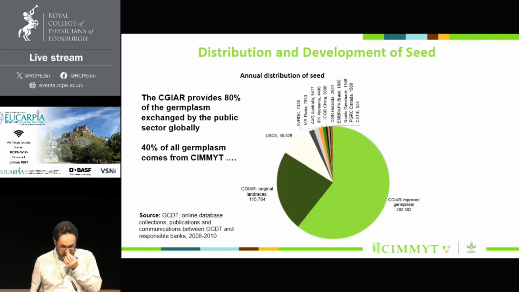Okay. So as I said before, the CGIAR, of which CIMMYT is a part, works on maize, wheat, and dryland crops in Africa, but there are other institutes that are part of the same organization that work on rice, cassava, root crops. All the major crops are worked on by CGIAR as an institution, and 80% of the germplasm exchanged by the public sector globally is within CGIAR. And within that, 40% of all germplasm exchanged globally per year comes from CIMMYT. And this is mostly coming from our maize and wheat breeding programs.